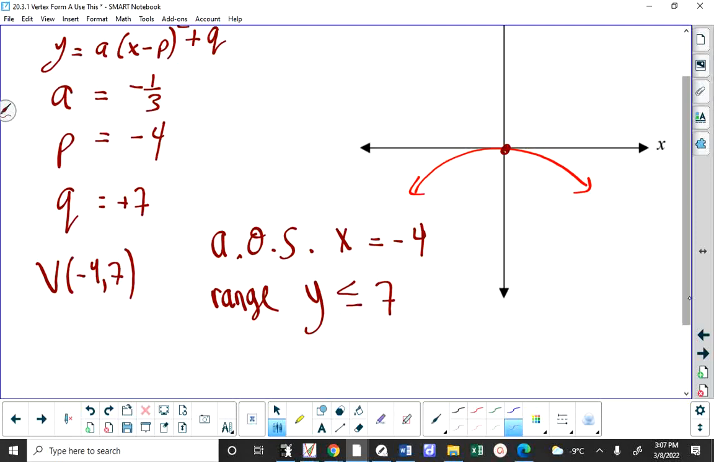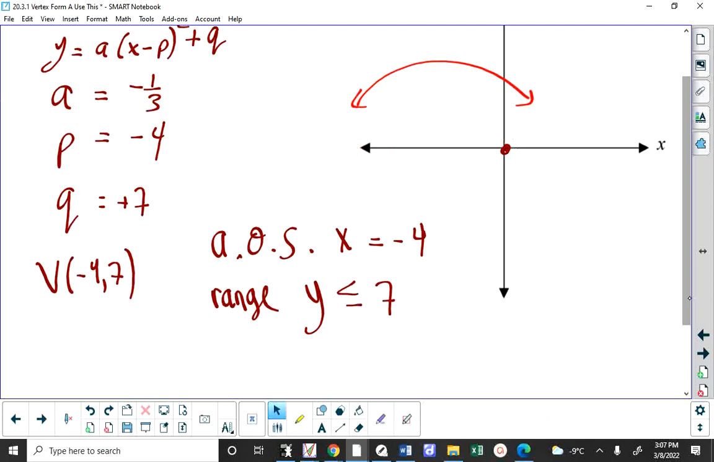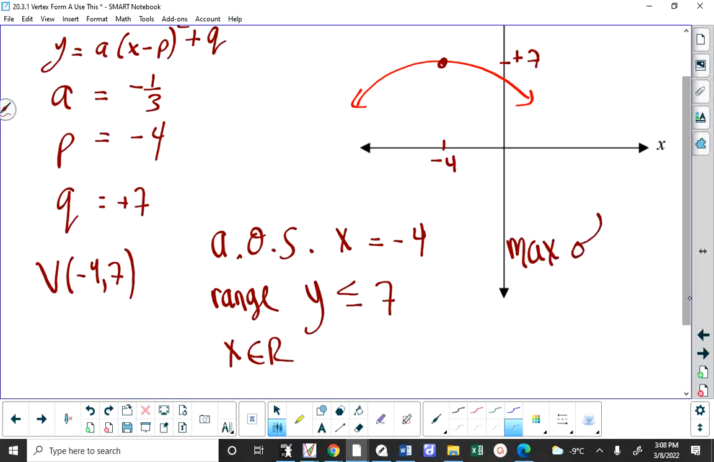I'm going to actually now sketch this. We move this 4 to the left and 7 up. So this is at -4, this is at +7. I think the only thing we have, well, domain, x is any real number. The only thing we have left is the description of the minimum or maximum. And we have a max of y equals 7 at x equals -4. Again, that seems kind of weird to have those rules, but it's what we do.